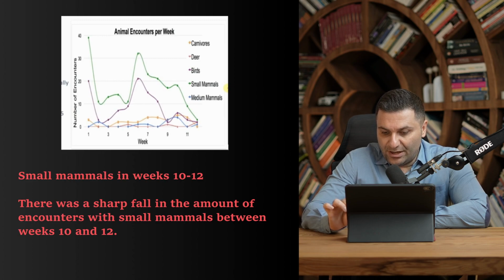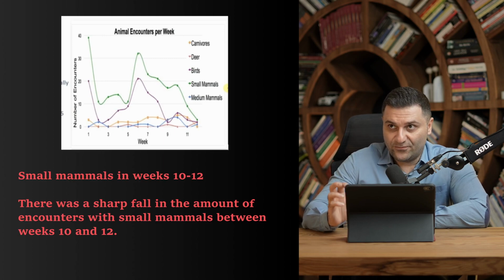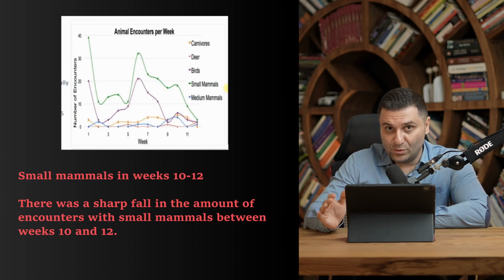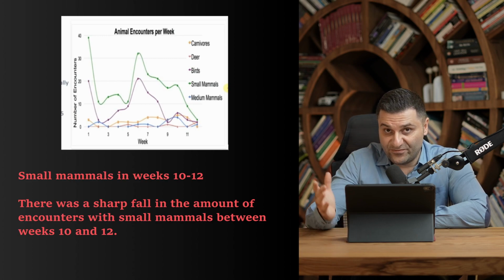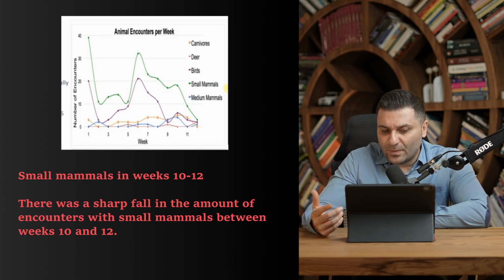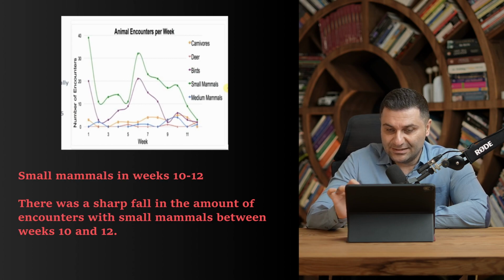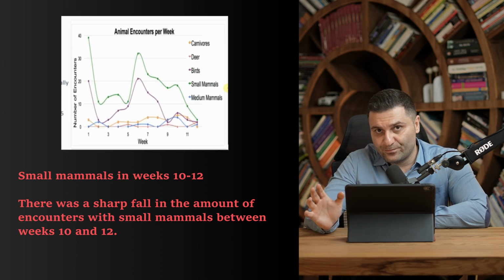In week 10, it was around 18. And in week 12, it's around 3, I guess. So from 18 down to 3, the drop or the fall was sharp. It's very large. So we can say there was a sharp fall in the amount of encounters with small mammals between weeks 10 and 12.